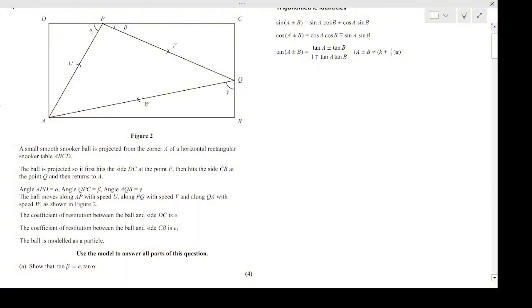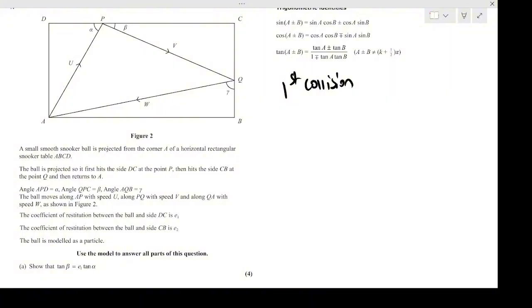So it's given us this big diagram here, which basically shows all the collisions going on. So where do we start? We start at the corner A. It's projected from the corner A. So we start from A and then we head towards this point here. So this point P is my first collision there. So hopefully happy with that. Now, my first collision.